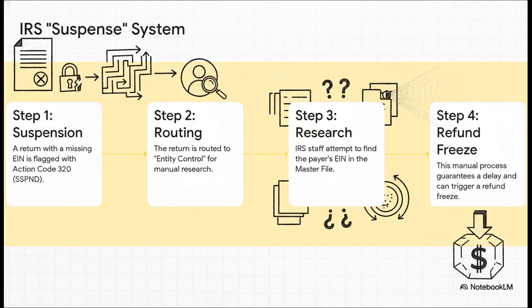Well, not so fast. When you do that, the return gets kicked into the IRS's manual processing system. The Internal Revenue Manual itself tells us what happens. The return is suspended, it gets sent to a human being in entity control to be researched, and here's the kicker. This whole manual process is a guaranteed way to get your client's refund frozen. So even if you file perfectly on paper, you're signing up for a major delay.